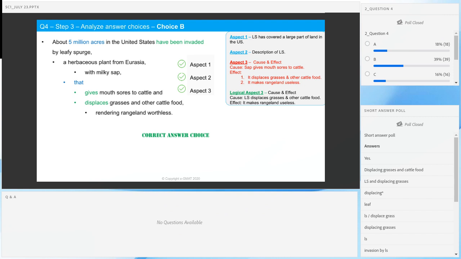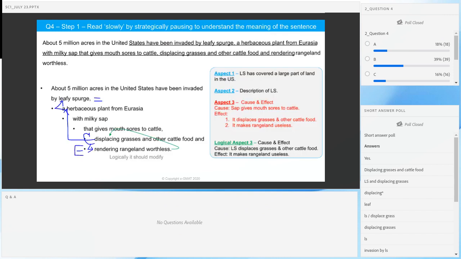About 5 million acres in the US have been invaded by leafy spurge, a herbaceous plant from Eurasia with milky sap that gives mouth sores to cattle. Okay, that gives mouth sores to cattle. I'll just draw your attention to the structure of the sentence a little bit. When you look at the original sentence, with milky sap is not enclosed between two commas, right? There is nothing restricting the movement of other entities with respect to this particular entity in the sentence.